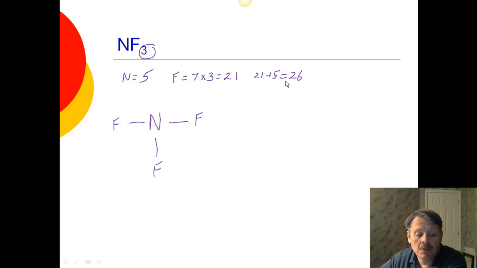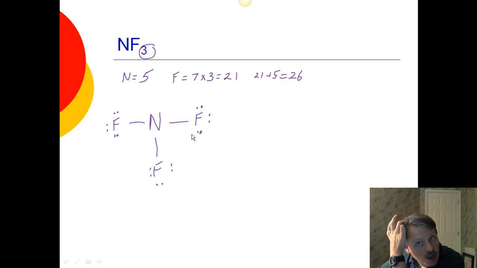Now remember, the third rule says I distribute extra electrons on the outside atoms in pairs. So I'm going to say there's one pair, there's two pairs, and there's 3 pairs. So I have the 3 bonds, which give me 6 electrons, and the other electrons out there, which is 6 more, that's 12, but I need 26. All right, 12, 14, 16, 18, 20, 22, 24. So I'm up to 24, and everybody has 8. Each one of my fluorines has 8, but I have 26 electrons.